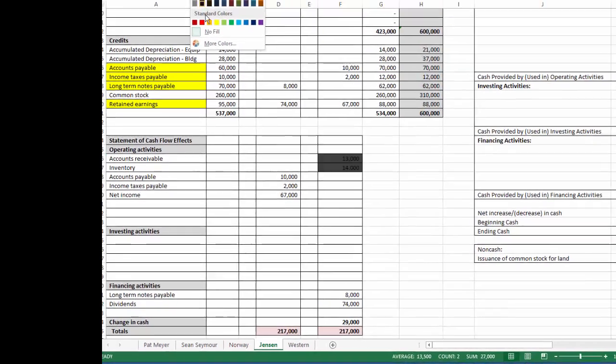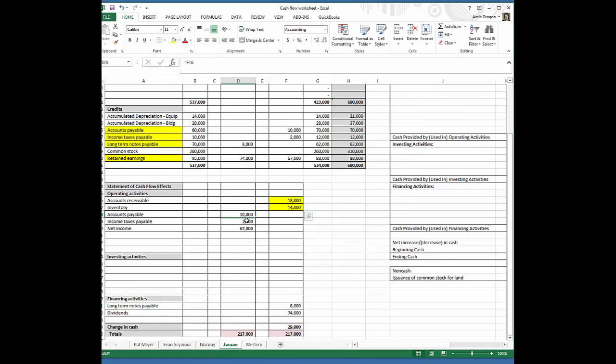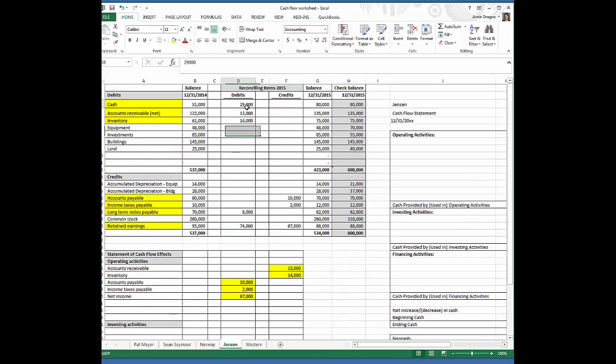Okay, to make these color-coded, I'm going to label all these as yellow, basically the first stage of me working through the cash flow worksheet.